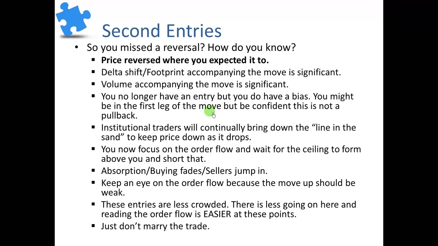Now, order flow accompanying a pullback should be weak. You should see a smaller amount of delta, lower volume, lower swing size. Of course, you don't know the full size of any pullback till it's over. So I'm not claiming I know how big a pullback is before the pullback actually completes.